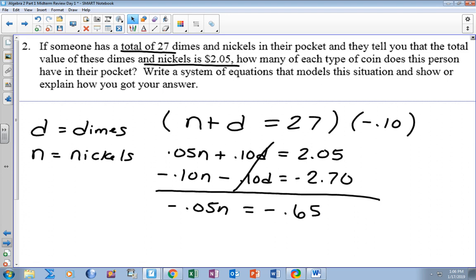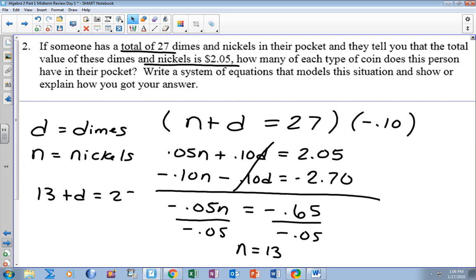Trying to solve for the nickels, so how could I solve for the nickels? Divide. Yes. Divide both sides by negative 0.05, and you get how many nickels? 13. 13 nickels. Okay, so if we have 13 nickels and I have 27 total, so now I have 13 plus the number of dimes I have has to equal 27. So then I would subtract the 13, right? And you get how many dimes? 14. So we have 13 nickels and 14 dimes.